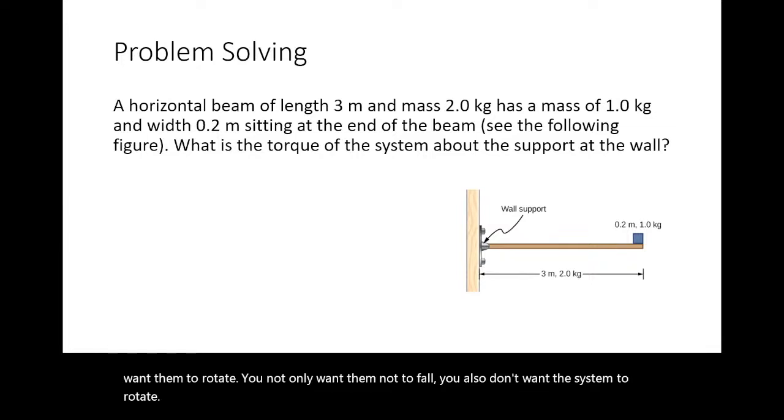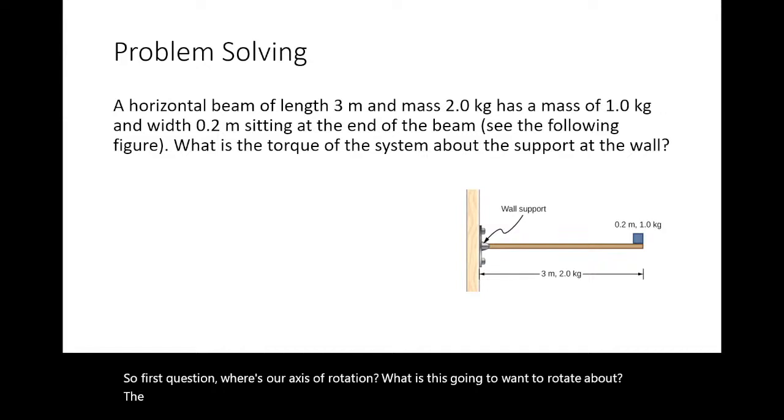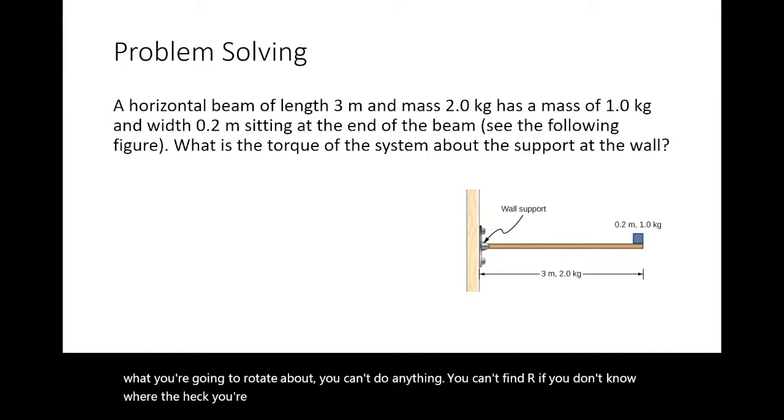So, first question, where's our axis of rotation? What is this going to want to rotate about? The wall. That's the axis of rotation. You have to define your axis of rotation. If you don't know what you're going to rotate about, you can't do anything. You can't find R if you don't know where you're rotating. So that's my axis.